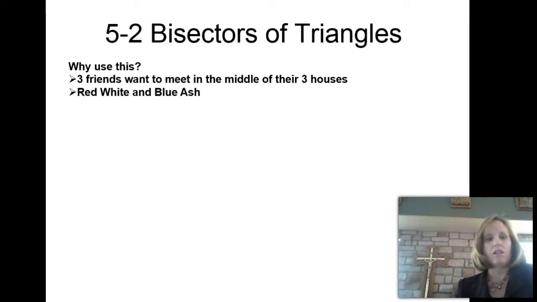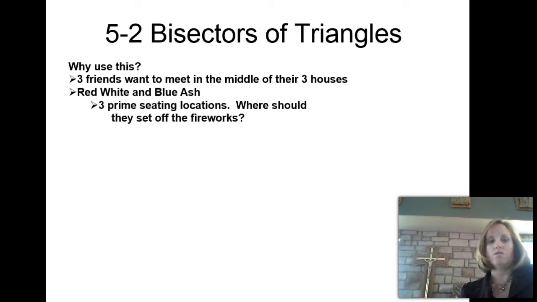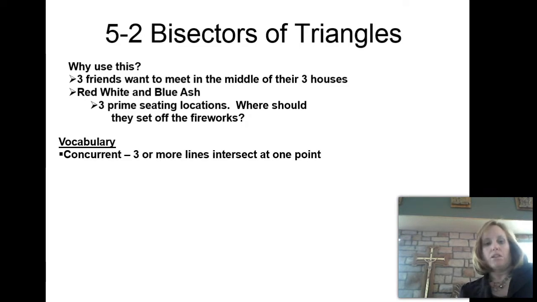What if the city planners were trying to figure out where to set off the fireworks? If they had three areas for people to watch, or three prime seating locations, they wanted to set them off in the center of those three locations, and I'm going to show you how we can use triangles to figure that out. Let's start by introducing a vocabulary word.